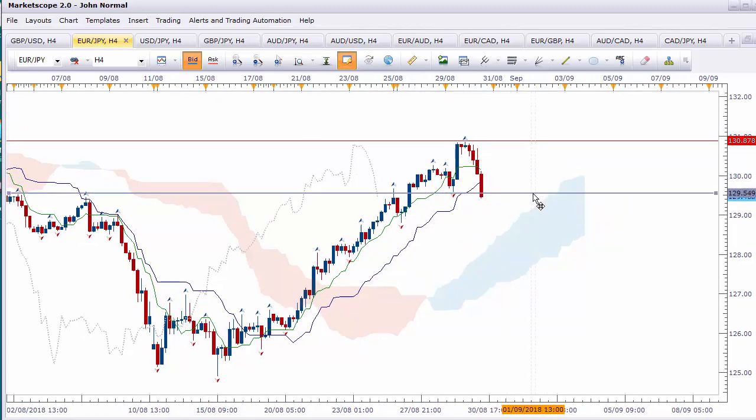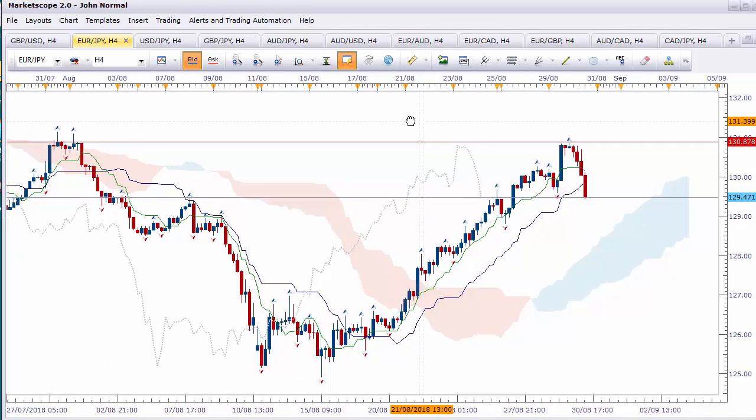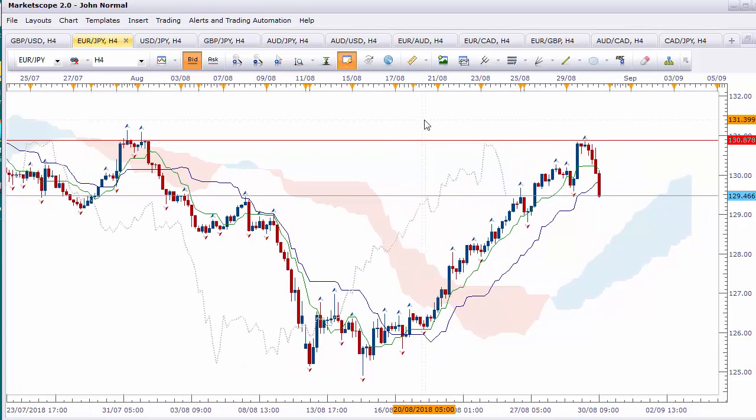So let's have a look. If we get a close there, where it is now, 129.46, 130.87. So it'll be quite a big stop loss. So you'll have to work out your risk management and your trading account.